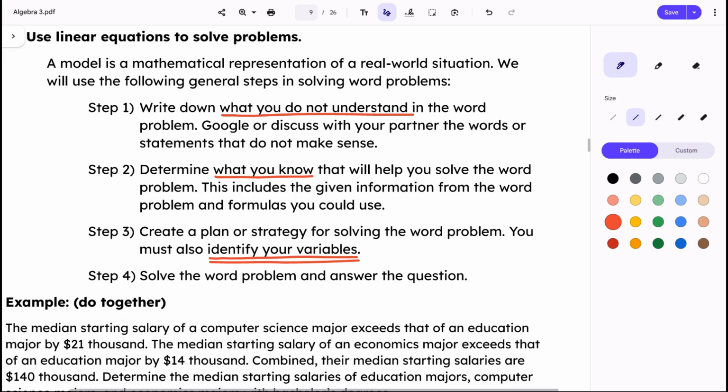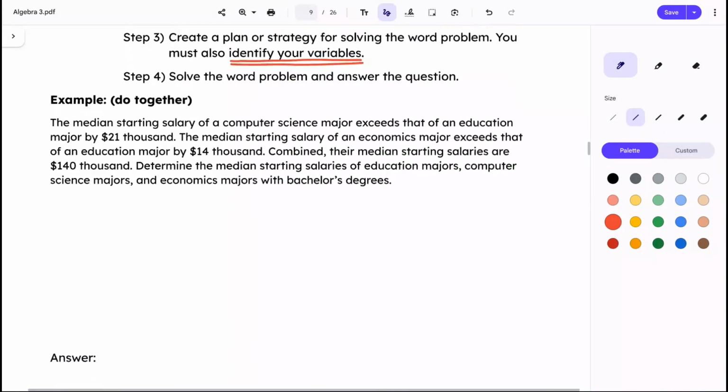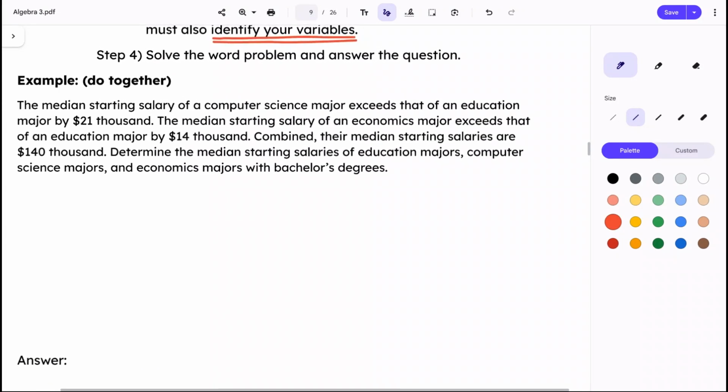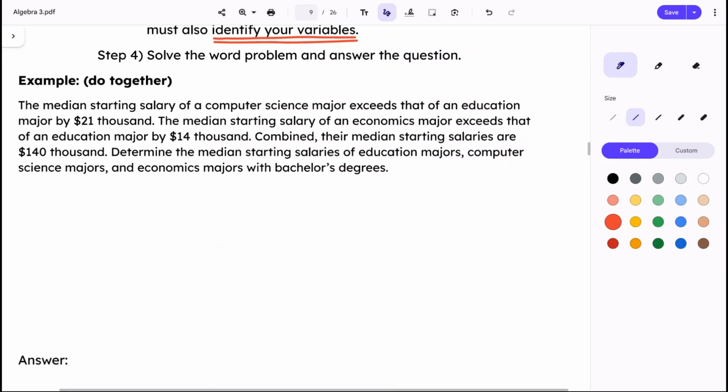Okay, so we're going to do some together to practice here. So this first one says the median starting salary. Let's just stop there for a second. Median, we talked about that at the beginning of the year in the chapter that had a lot of stats and probability in it. Median was the number that was in the middle when I arranged all my data from least to greatest. It's whatever number was right in the middle. So they're talking about median starting salaries. We're talking about money here. It says of a computer science major exceeds that of an education major by 21,000. So exceeds would mean it goes over or above.